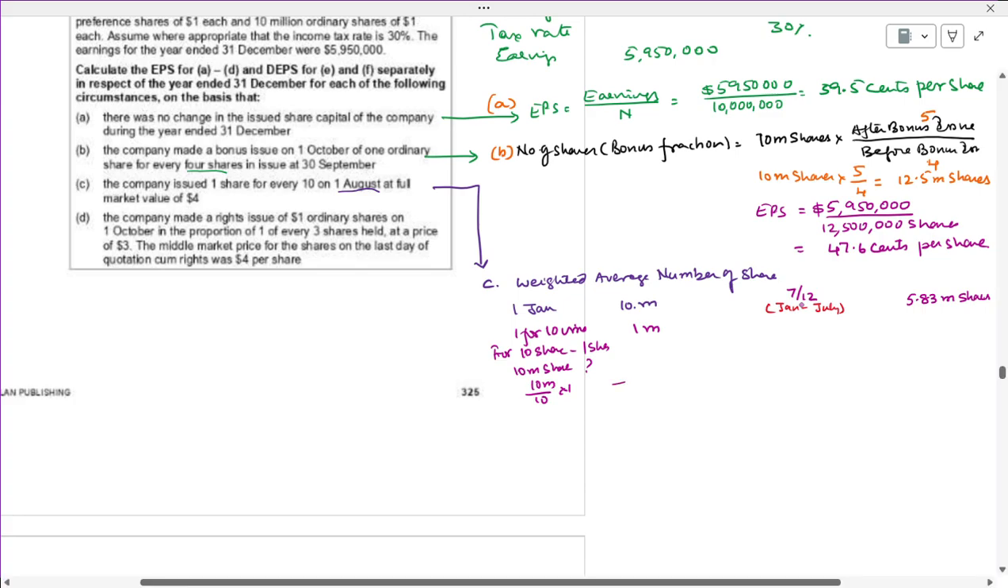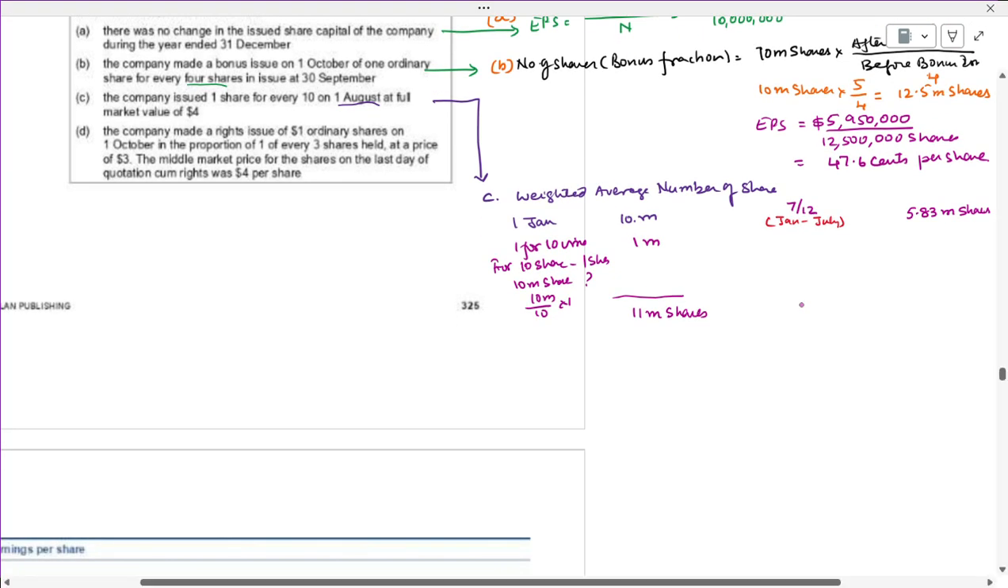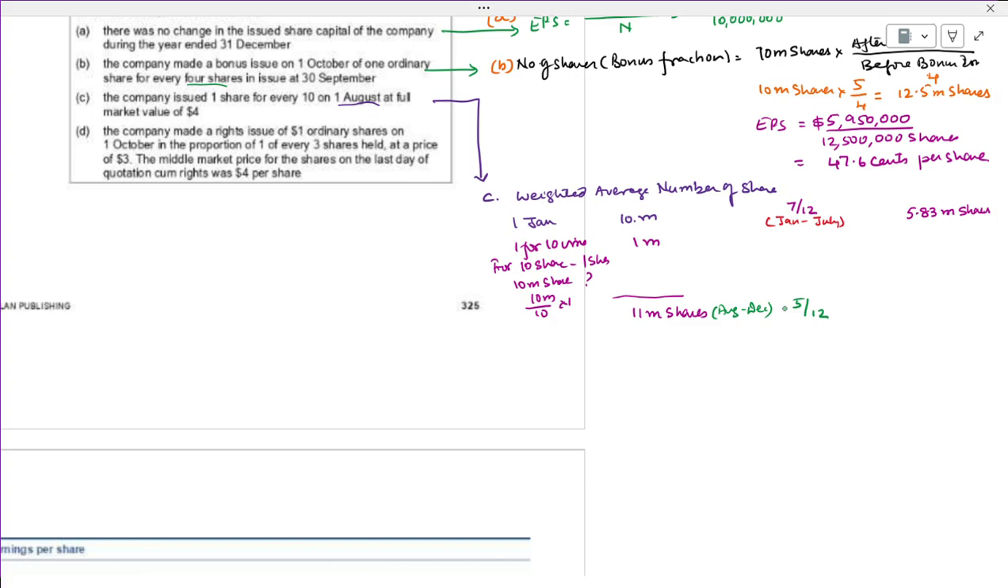These shares will be there for how many? Total how many shares? It is 11 million shares. And what is the time period for this? What is the time fraction? This will be from August to December: August, September, October, November, December. What is the time fraction? 5 by 12. Okay, 5 by 12.